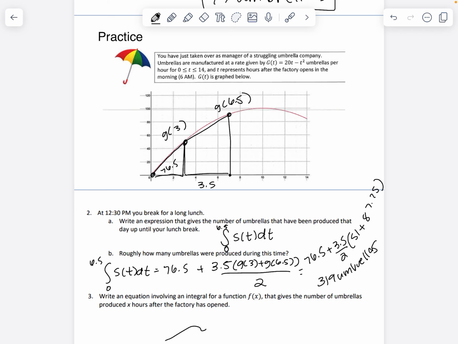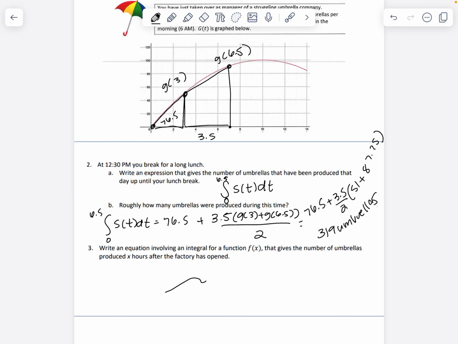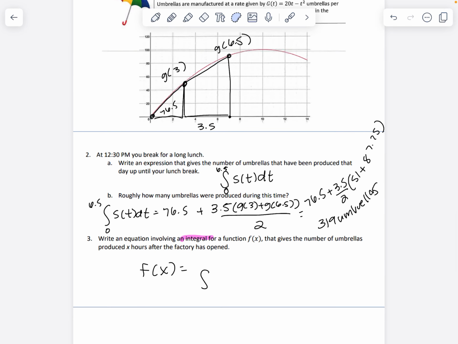And so the question is, how does this come into play with what we've been doing right here? How does this connect? So it says, write an integral for a function f of x that gives the number of umbrellas produced x hours after the company is opened. So we want a function f of x, and it wants an integral. So I'm going to go ahead and draw an integral. And it says that gives us the number of umbrellas produced x hours after the factory is opened.